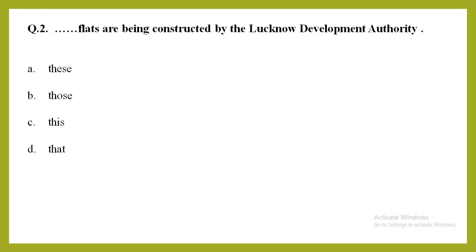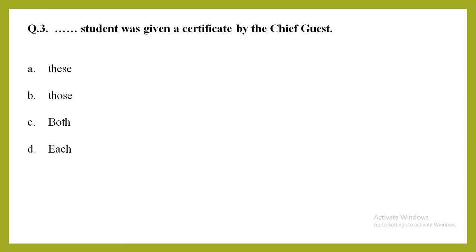Next is, dash flats are being constructed by the Lucknow Development Authority. The options to fill these blanks are these, those, this, or that. The correct option is these. Next is, dash student was given a certificate by the chief guest. Options are these, those, both, or each. Your correct answer is each.